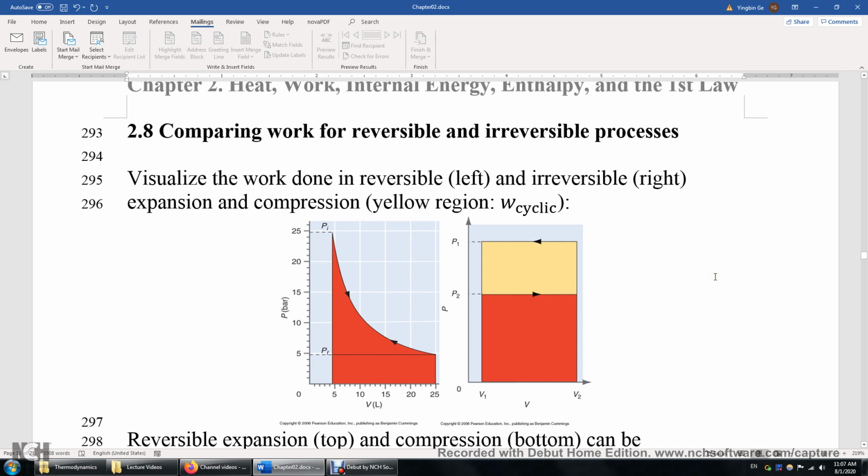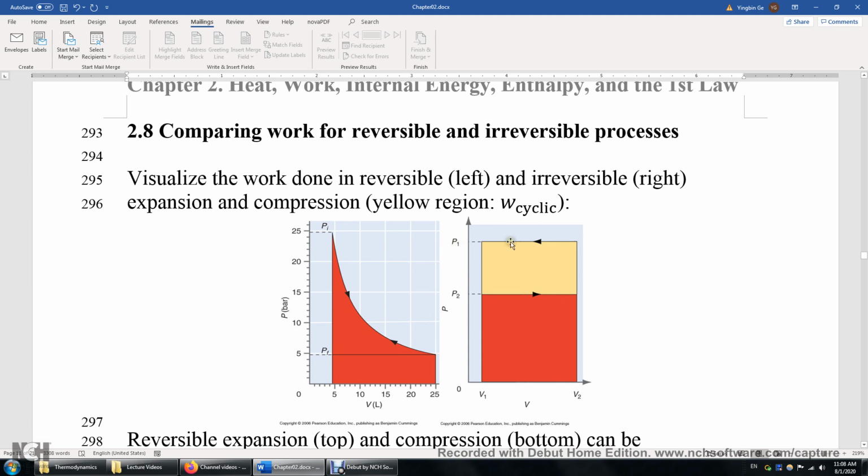So even after the system gets back to the initial state after expansion and compression, although the system gets back to the initial state, there's something that has changed in the surroundings. Why? Because think about it. The system does this much work to the surroundings in its expansion. And the surroundings does more work to the system in the compression. So overall, the surroundings does this much work to the system.